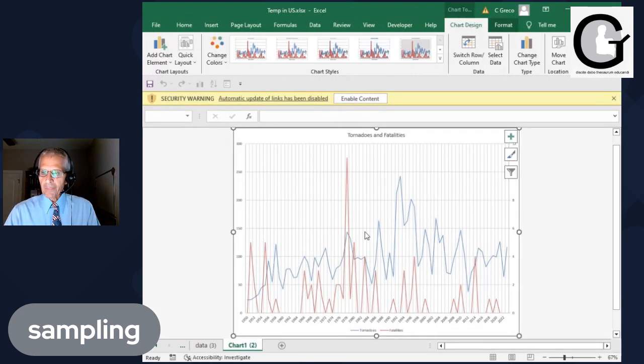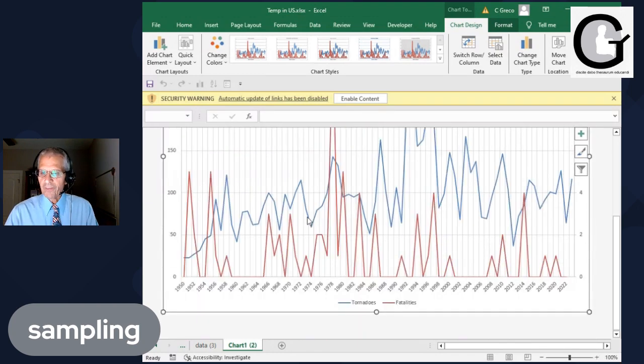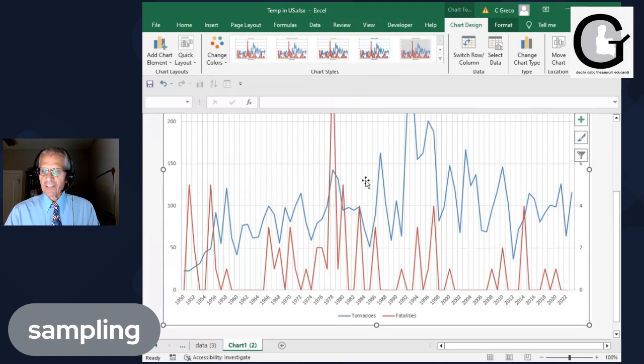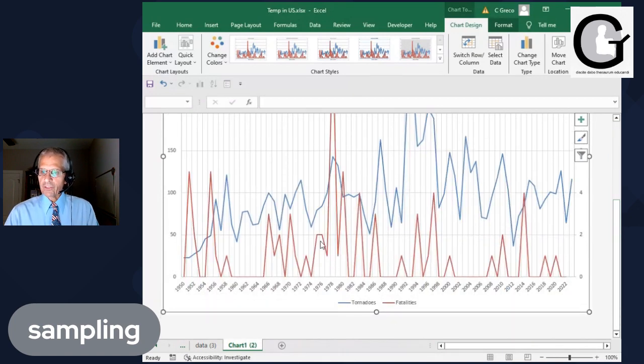This is tornadoes and fatalities in the United States, from 1950 all the way to 2022. Now, again, climate.gov gives a fantastic look at these types of things. But this is fatalities and tornadoes. This is tornadoes here, the blue, and the fatalities here.